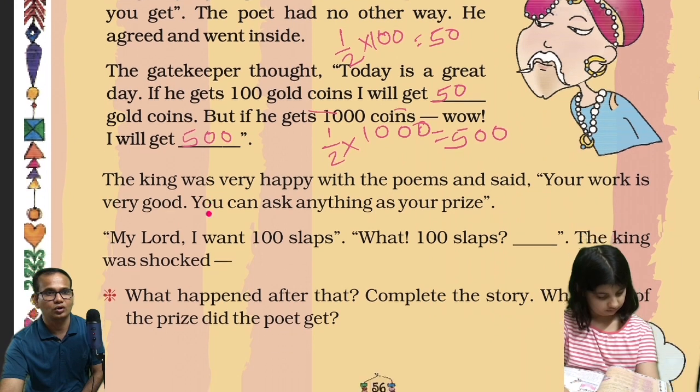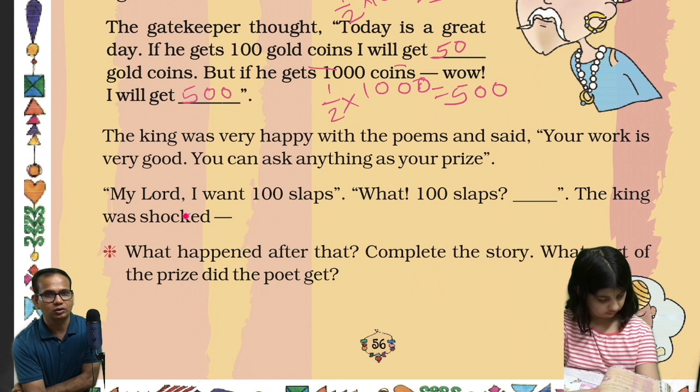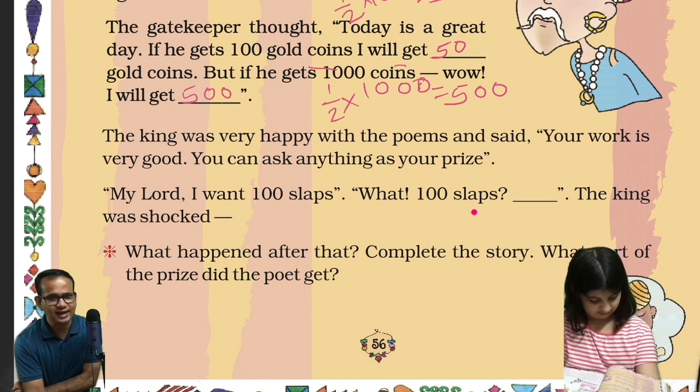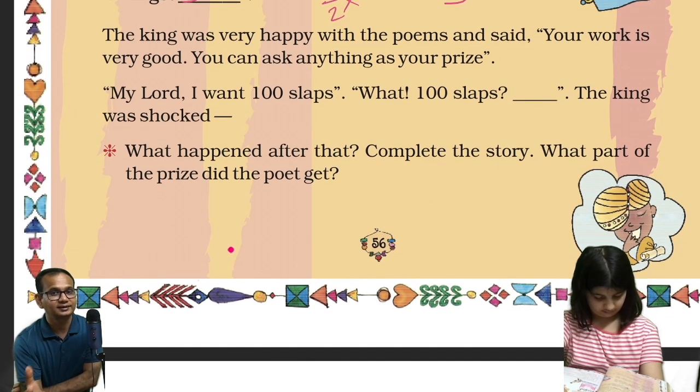The king was very happy with the poems and said, "Your work is very good. You can ask anything as your prize." "My lord, I want 100 slabs." What? 100 slabs? The king was shocked. What happened after that? Complete the story. What part of the prize did the poet get?